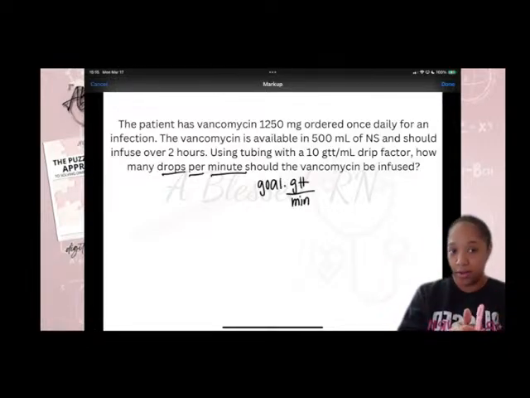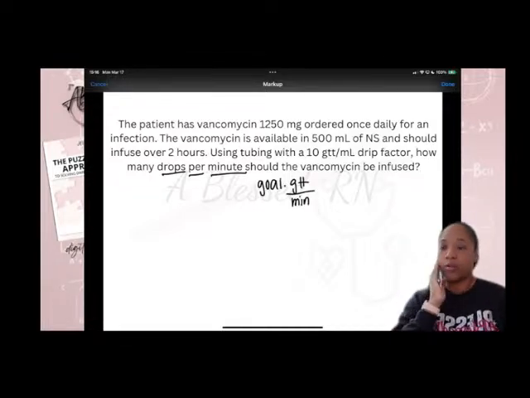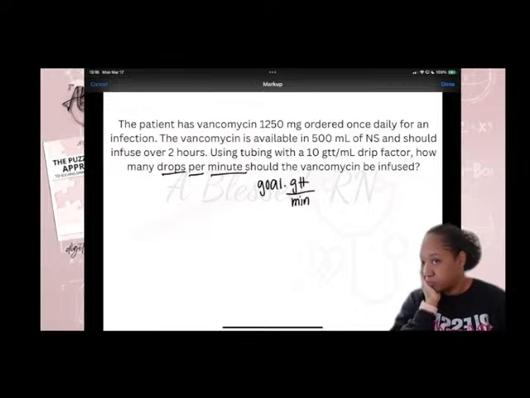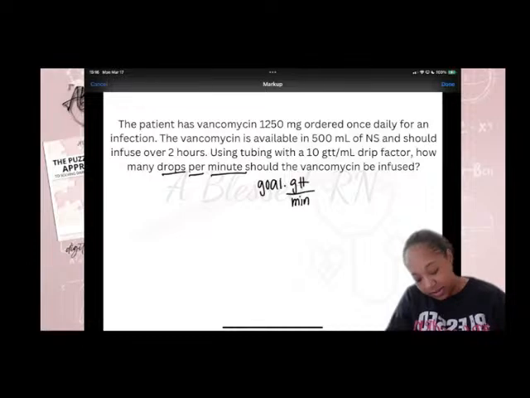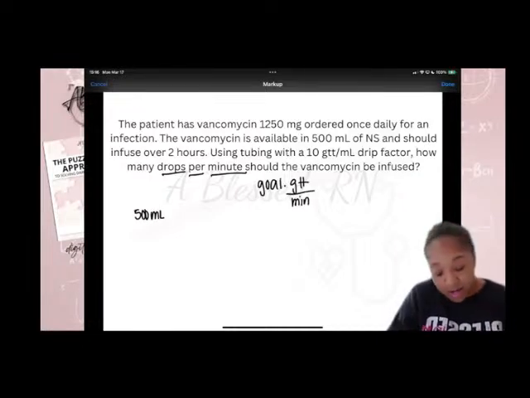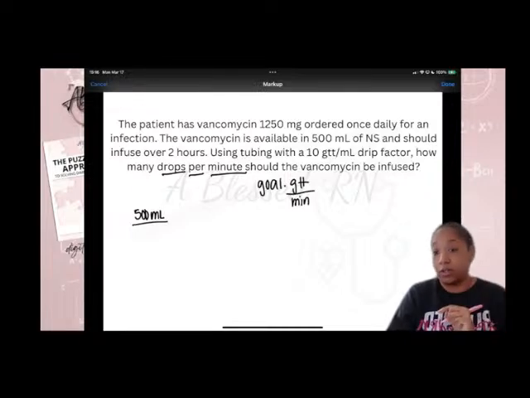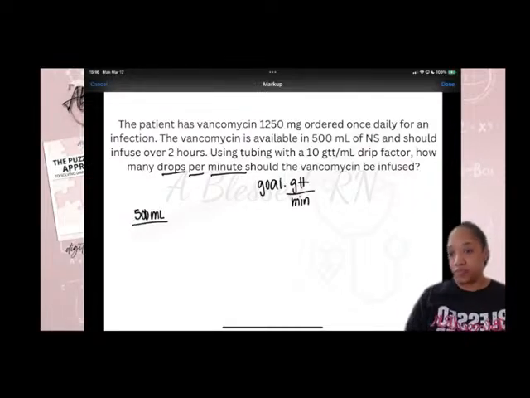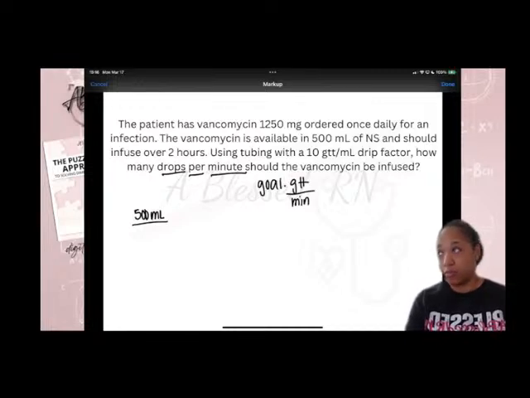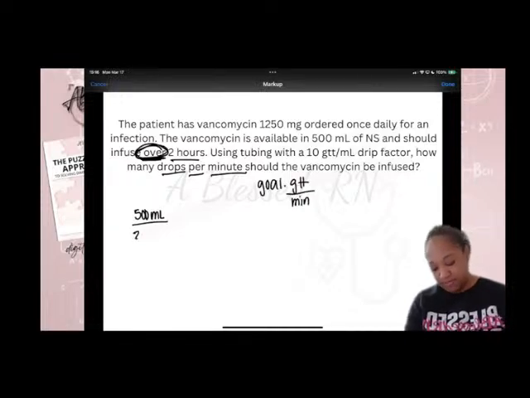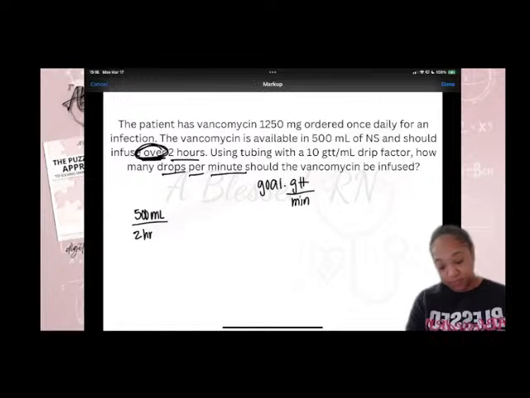What is your volume that's in the problem? Y'all let me know in the comments. What's your volume? Exactly. 500, right? What is your infusion time? The time they want to infuse it over. Over 2 hours. Okay. All right.